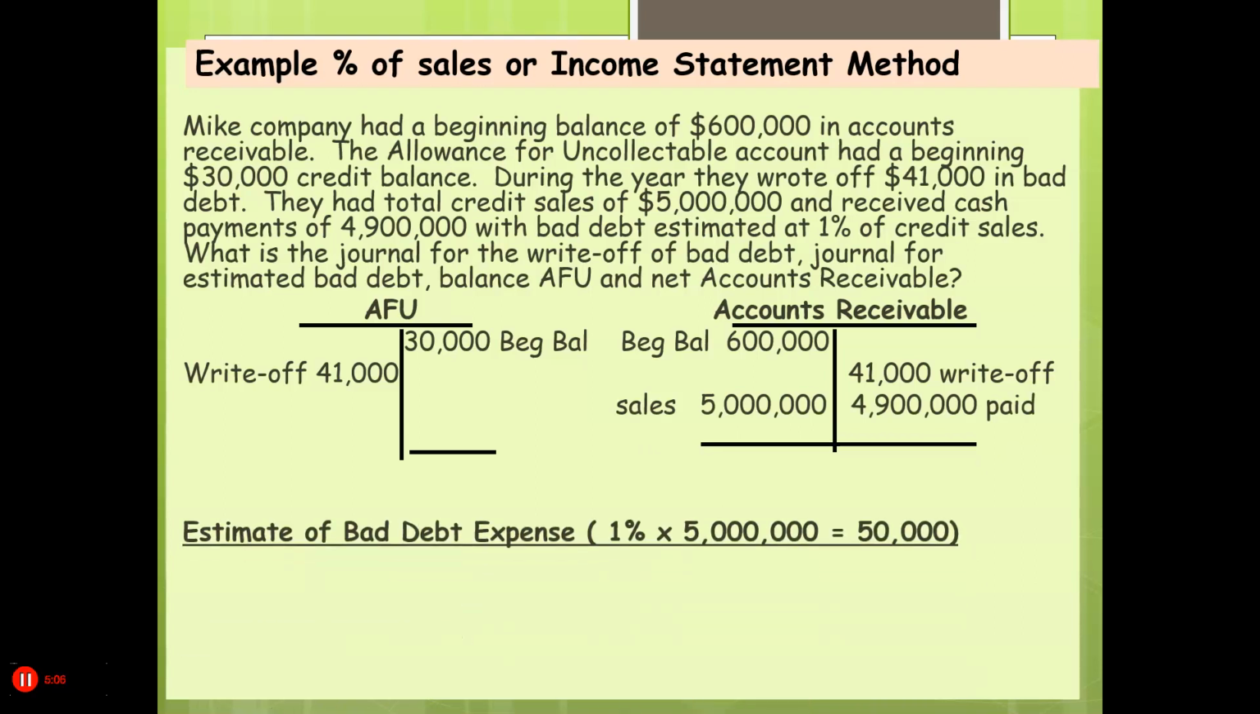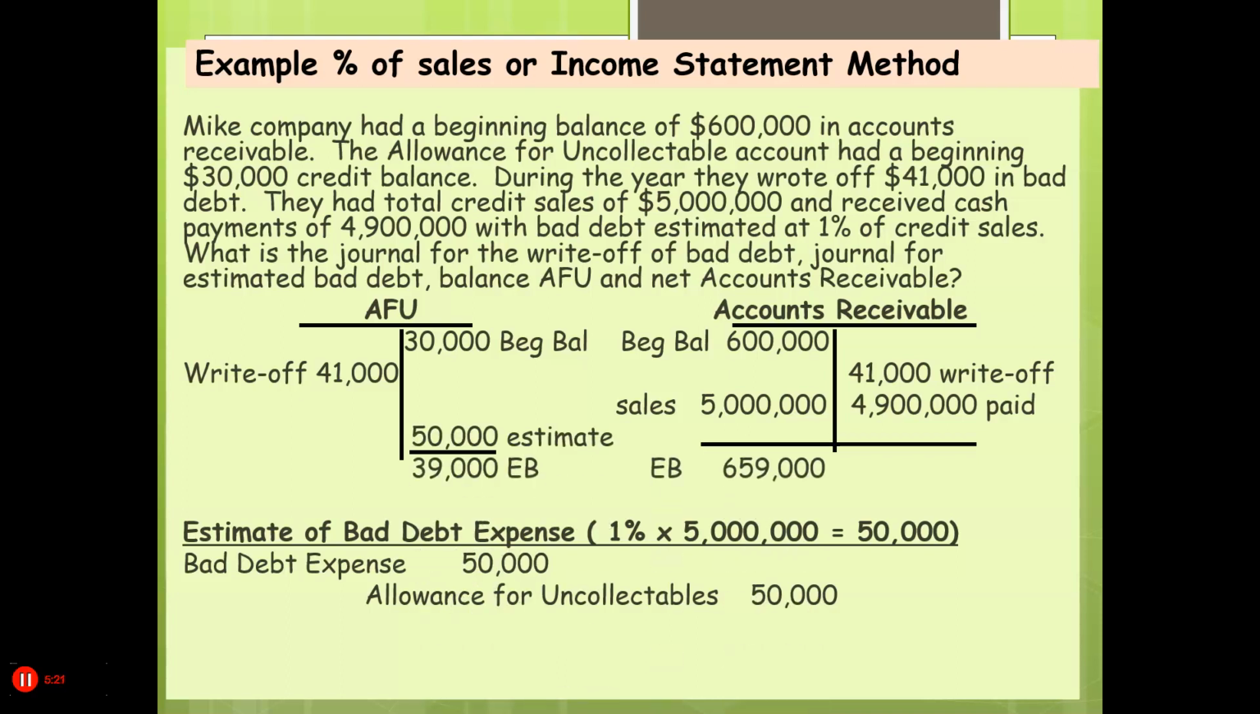Now, the estimate of bad debt expense is $50,000. That's what we book as bad debt, and that is the bad debt expense. It's not the $41,000 that we wrote off. It's the $50,000. And that gives us our ending balance, and our net accounts receivable is $620,000.